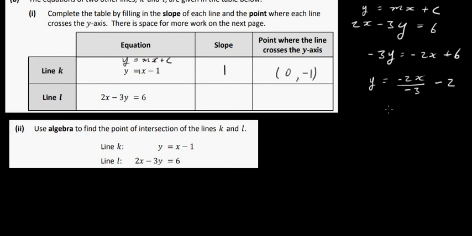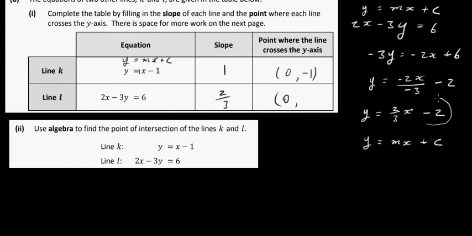So that would give me y is equal to minus divided by minus is plus, so we get 2 over 3x minus 2. So now we have the form y is equal to mx plus c. Again, the coefficient of x here is the slope, so our slope is just going to be 2/3. Where it crosses the y-axis then will be 0, something. So this is the y-intercept here.